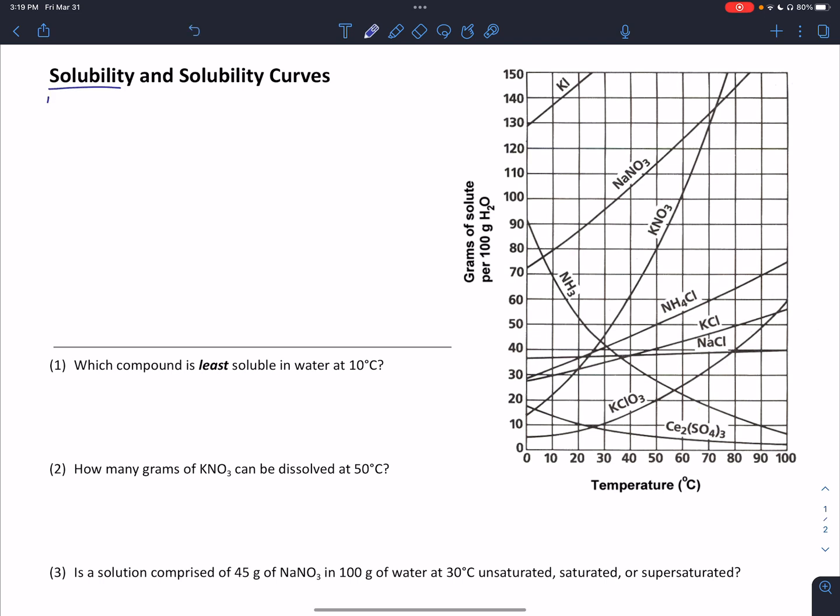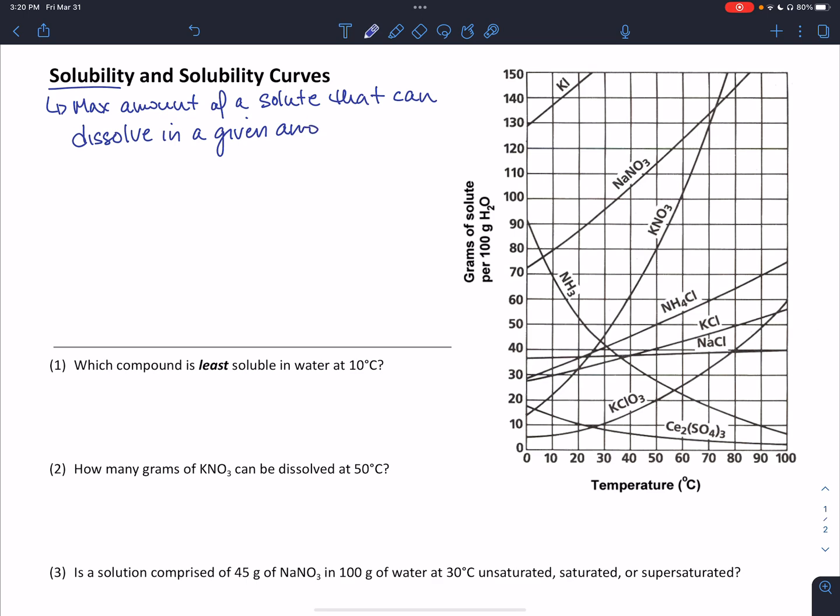All right, so solubility is a measurement of the maximum amount of a solute that can dissolve in a given amount of solvent. So it's just a measure of how much stuff can dissolve in something else. Now, solubility is affected by a couple of different environmental factors.